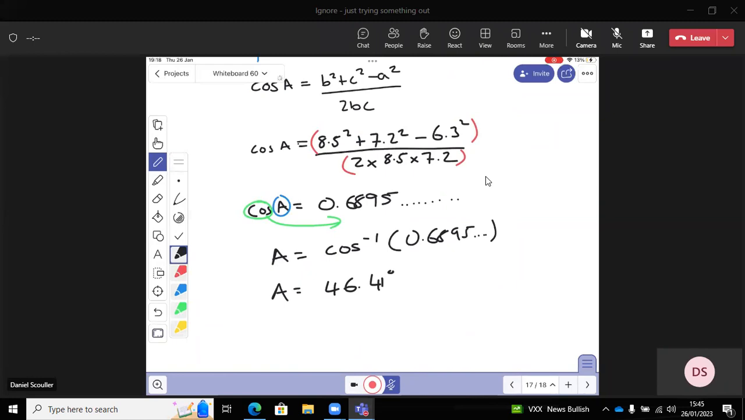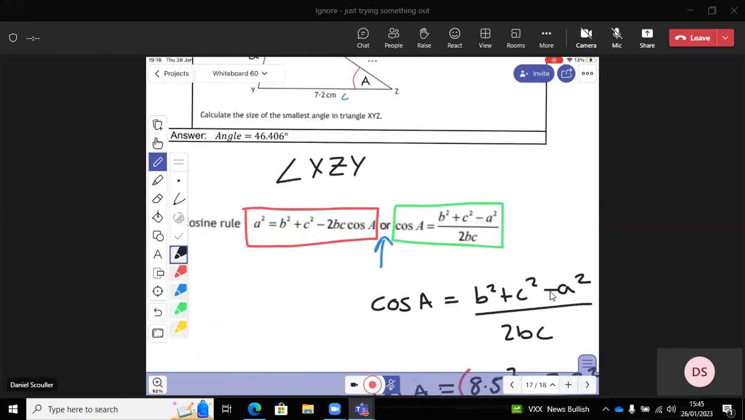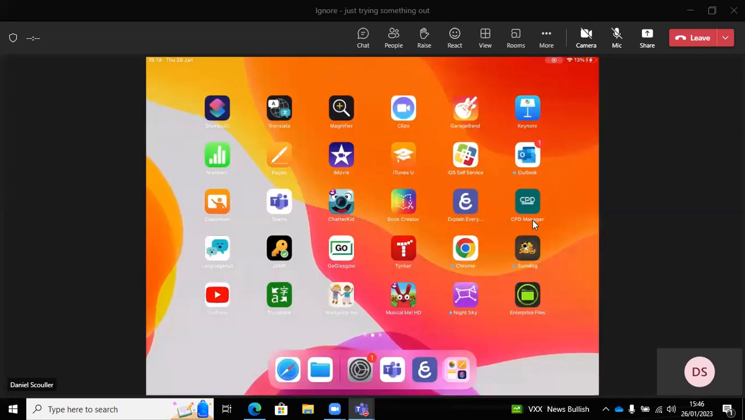How do you know? It's up to you to figure out. So how do you know which version? In this case, we're looking for an angle, so the green box makes more sense. If we were looking for a side, then the left-hand side, the red box, would make more sense. So if it's asking you to work out a side, then you use this equation. If it's asking you to work out an angle, you use this equation. Let's have a look and see if there's any questions that ask for sides, and we'll do the exact same thing.